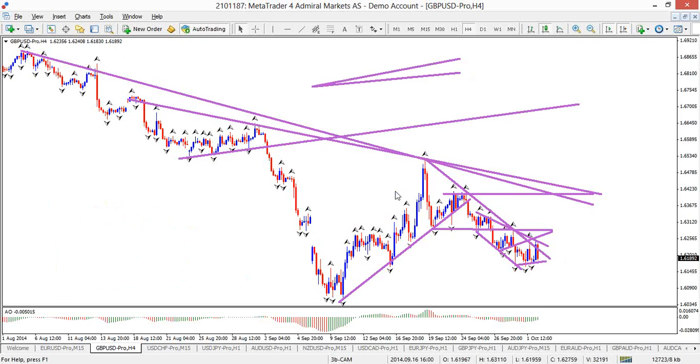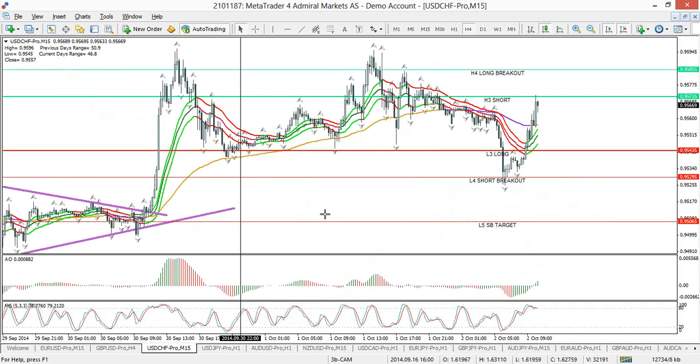Most of the time you get more touches by cutting through wicks or even part of the candle. That's okay. But I don't leave entire candles outside of the market. All right, so some quick rules there for trend lines that you want to keep an eye on.